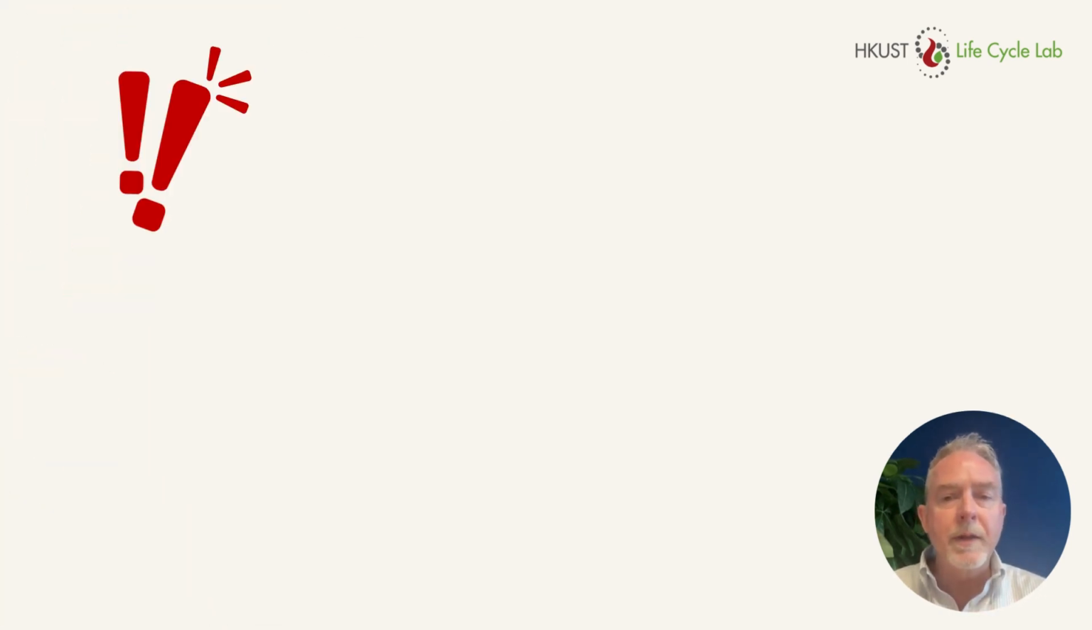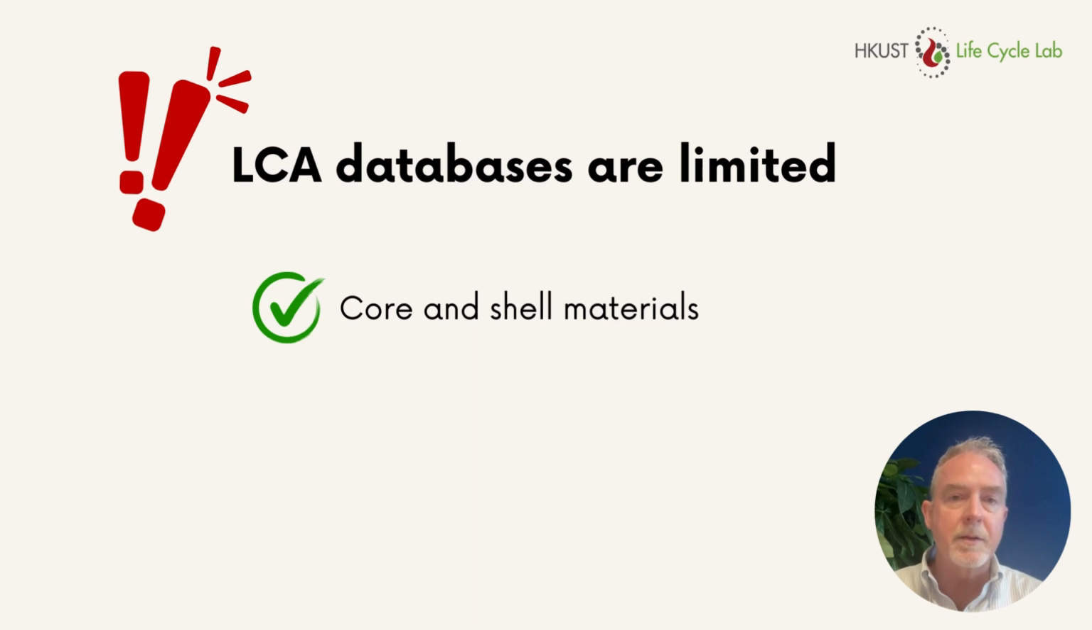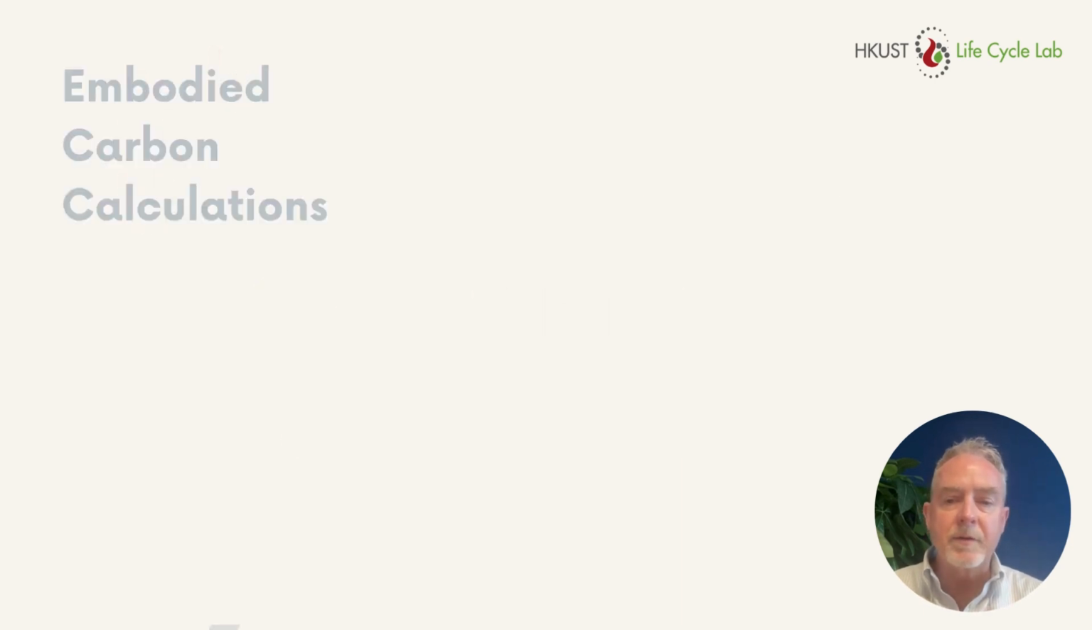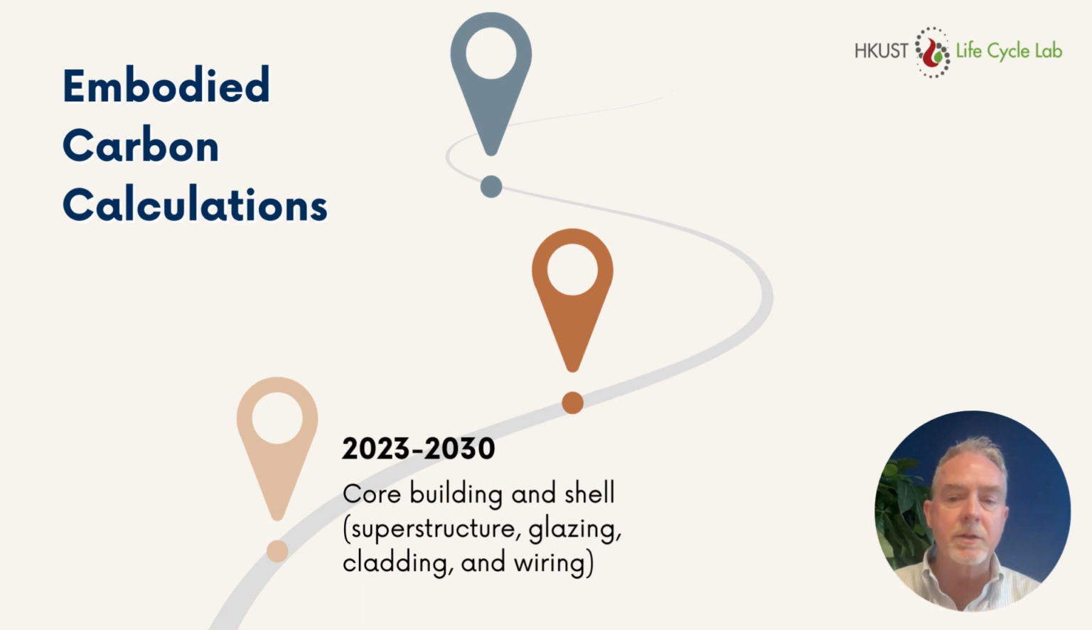Okay, now, one thing that we should note is that we recognize that the LCA databases are still developing. We feel like there's good information on concrete and steel and some other core and shell materials, so that we can get good data on how much embodied carbon is available in those options. But we also know that for many of the other things, that's just simply not available yet. So our action plan says that from now until 2030, embodied carbon calculations must include the core building and the shell. So that's the superstructure, glazing, cladding, and wiring.